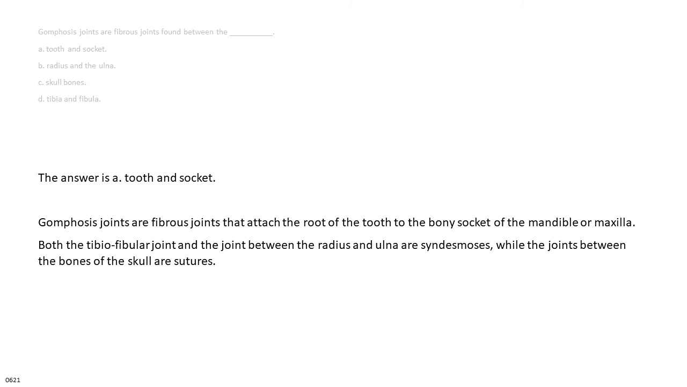The answer is A. Tooth and socket. Gomphosis joints are fibrous joints that attach the root of the tooth to the bony socket of the mandible or maxilla. Both the tibiofibular joint and the joint between the radius and ulna are syndesmoses, while the joints between the bones of the skull are sutures.